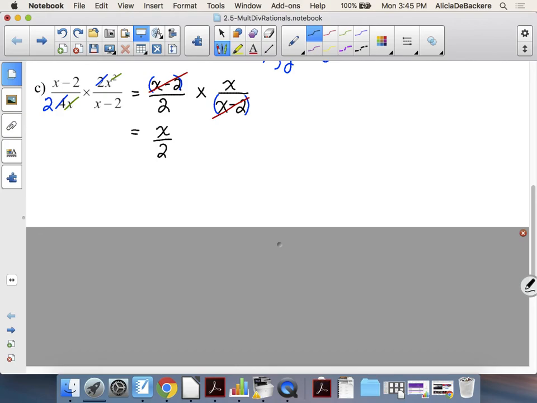Now when I consider my restrictions, I need to consider both of the original denominators. So the first denominator was 4 times x. That tells me that x cannot equal 0. And then the second denominator was x minus 2. So I need to make sure that that never equals 0. That means that x can never equal 2.